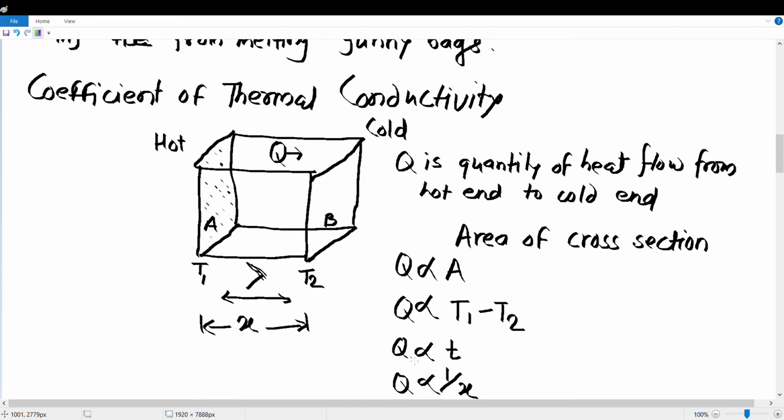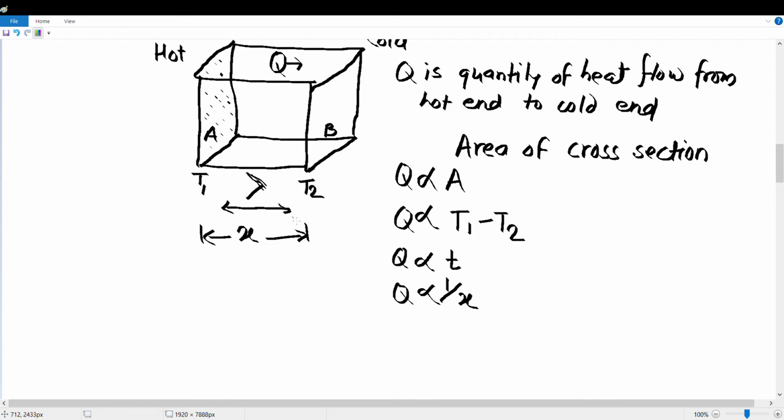And if these two phases are close to one another, then the heat which is conducted from the hot phase to cold phase increases. So this Q is inversely proportional to X. So what we get: Q is directly proportional to area of cross section, directly proportional to the temperature difference, directly proportional to the time duration, and inversely proportional to the distance.